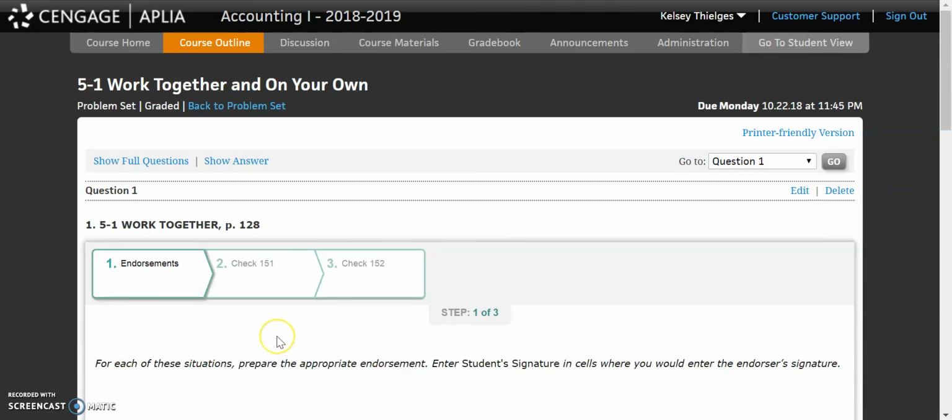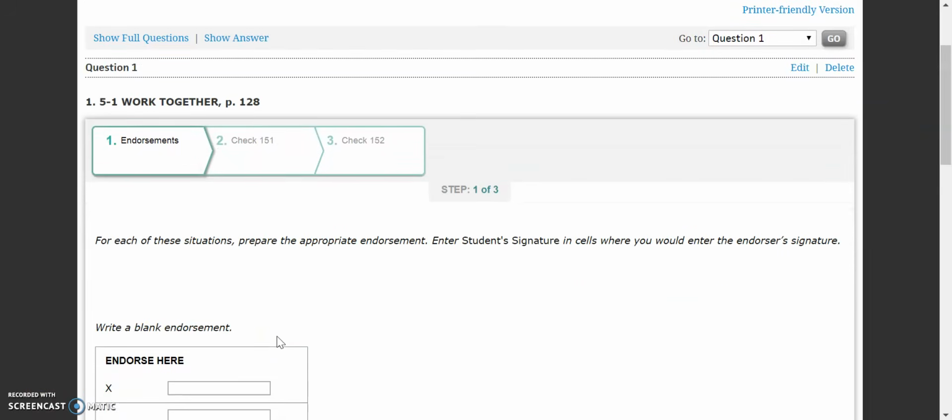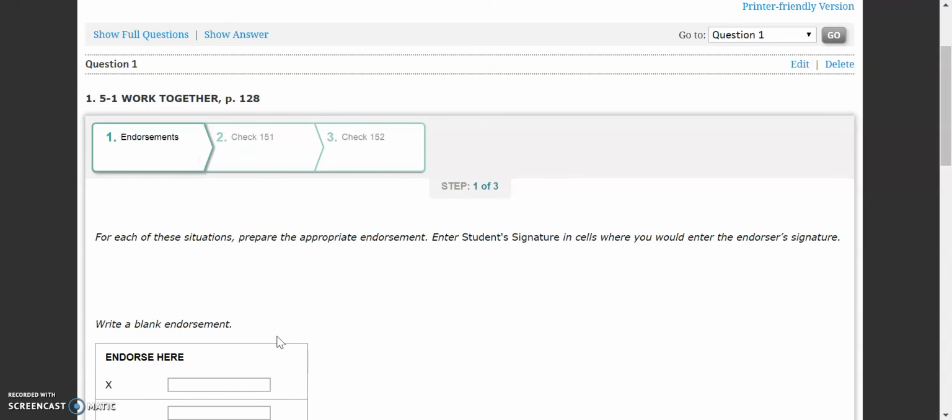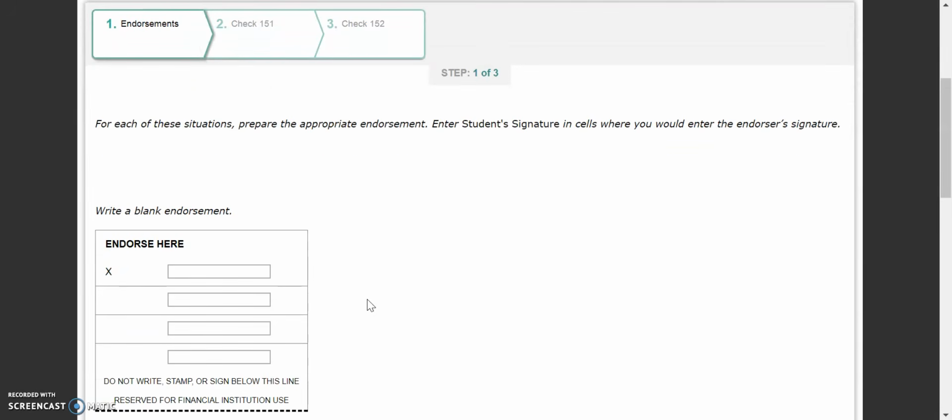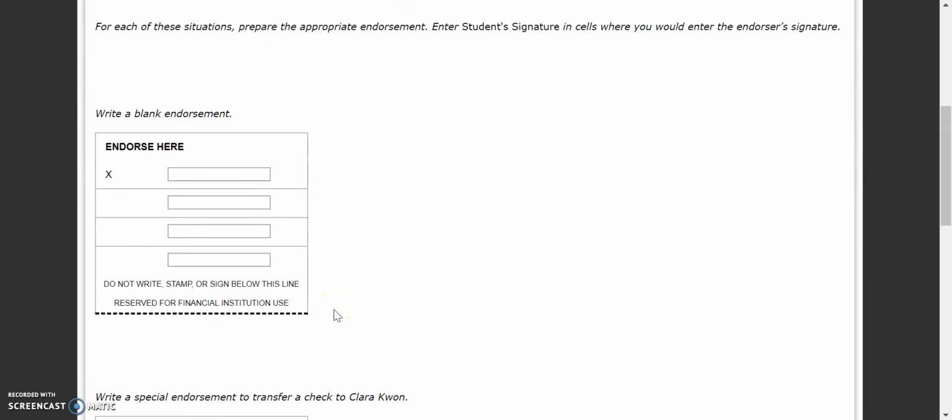So, first things first, it says for each of these situations, prepare the appropriate endorsement. Enter student signature in the cells where you would normally enter the endorser's signature. The reason we put student signature is that Apply and MindTap are graded automatically by that fancy algorithm, and it doesn't know all of your names. On your workbook and on your test, you would sign however the instructions say. Sometimes they say manager signature, sometimes they say to use your own name. Whichever it happens to be, just make sure you read the directions carefully.